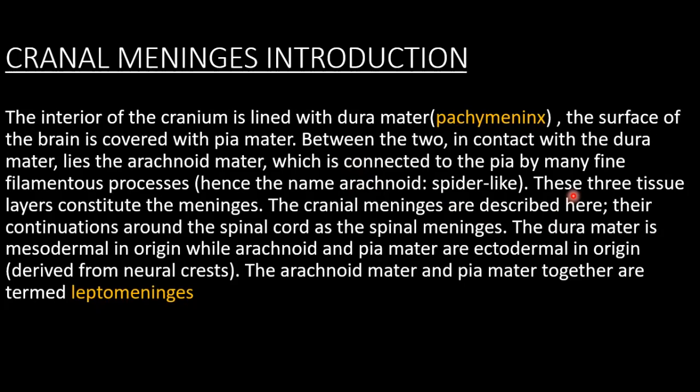Then these three tissues, that is the dura mater, arachnoid matter, and the pia mater, form the cranial meninges. Now, the cranial meninges described here are usually continuous with the meninges around the spinal cord, the spinal meninges. But you will see there are some differences between the cranial dura mater and the spinal dura mater. Now, the dura mater is mesodermal in origin, whereas the arachnoid matter and the pia mater are from neural crest origin. And that's why arachnoid matter and the pia mater are collectively known as leptomeninges.